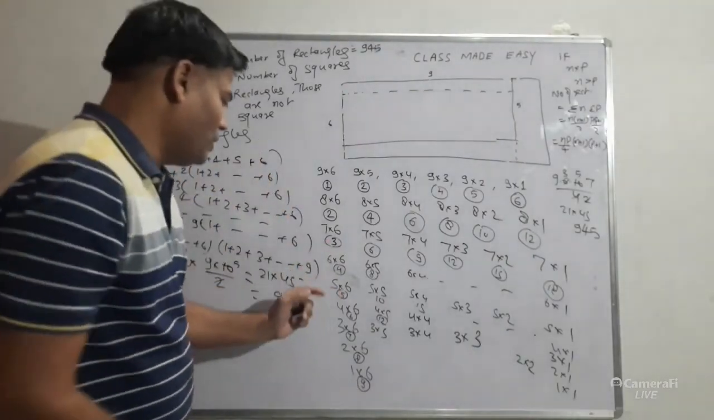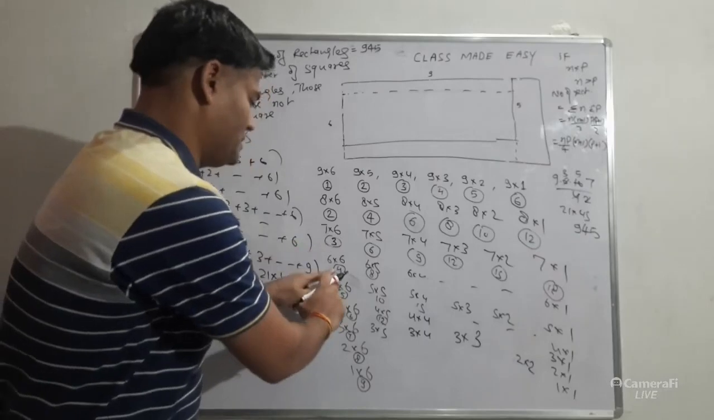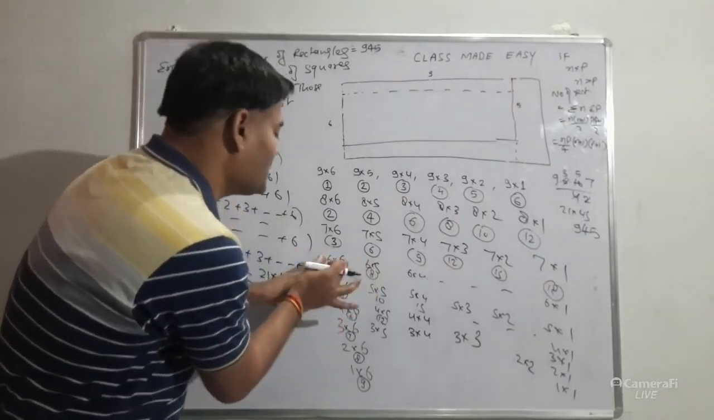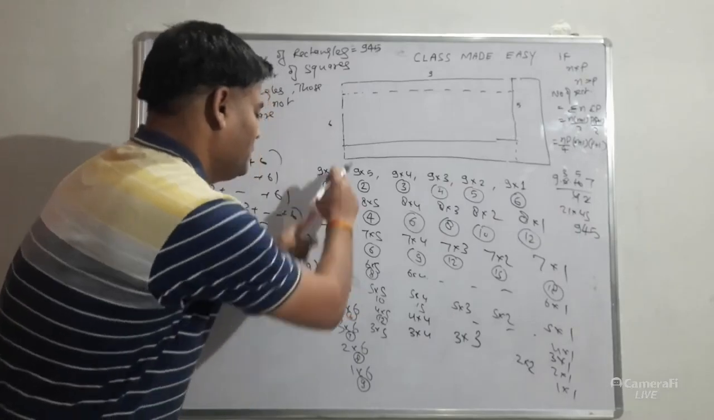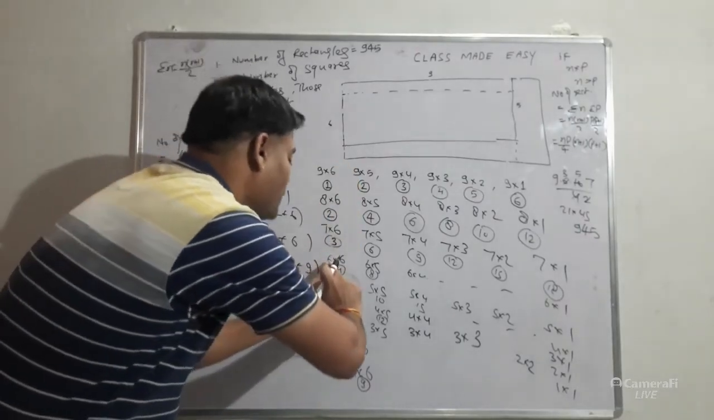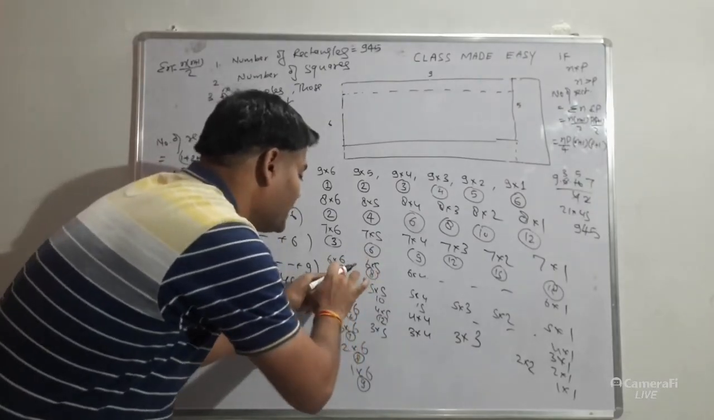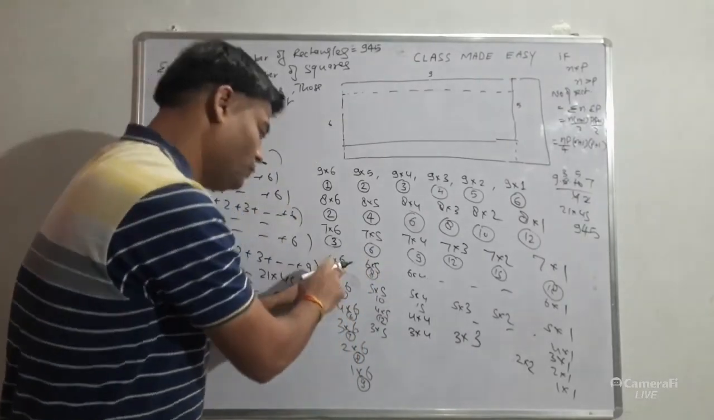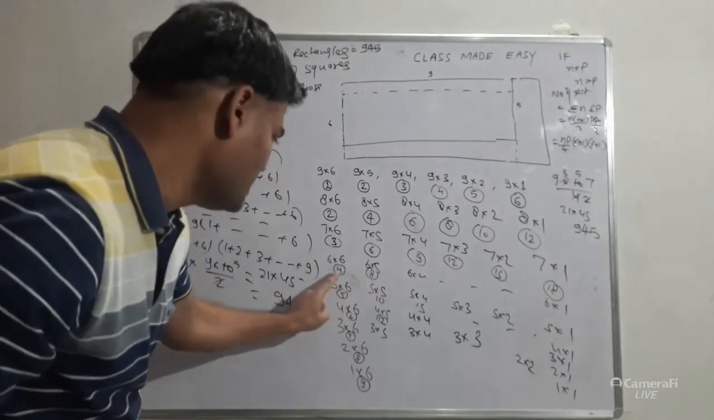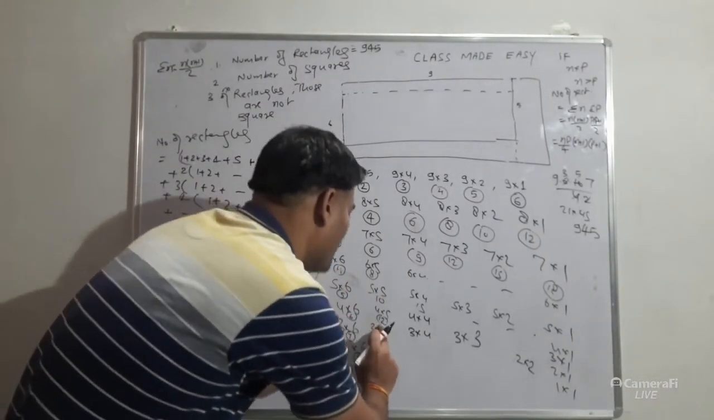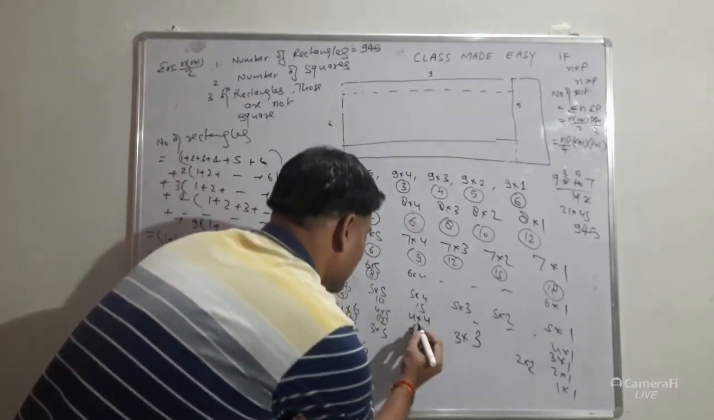Now we will calculate the number of squares. The first rectangle is a square when n and p are the same. Here we are getting 4 squares, then 10. See this trend: 4, then 10. In that line, 6, double is 12, and then 18.